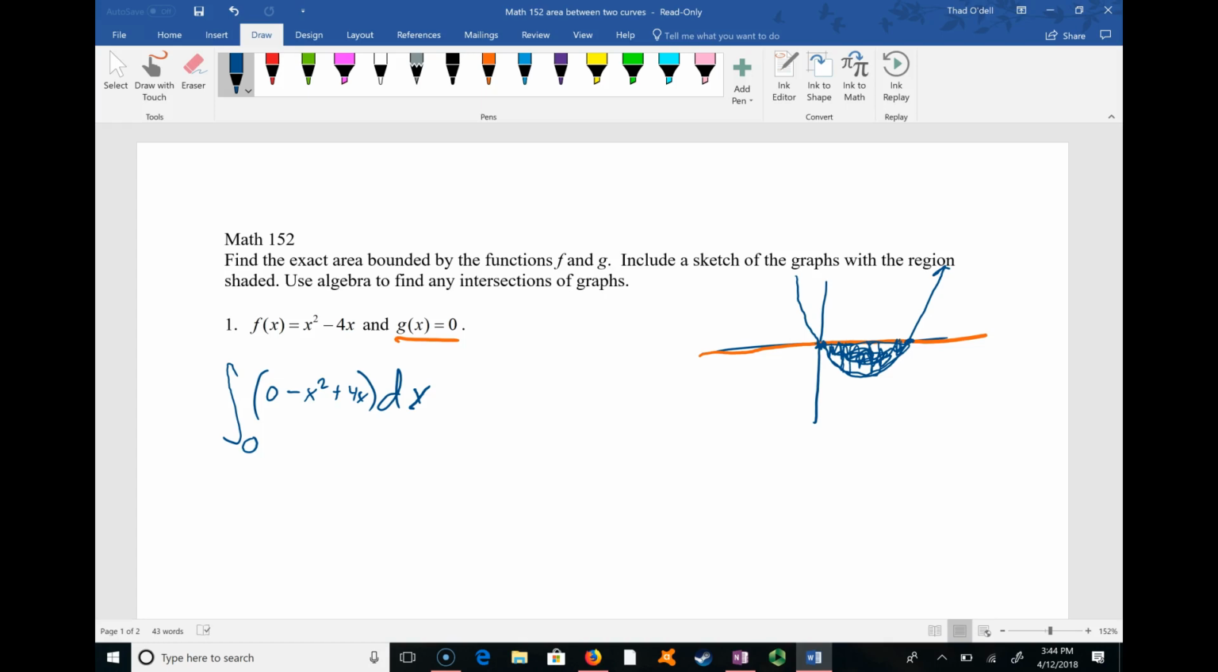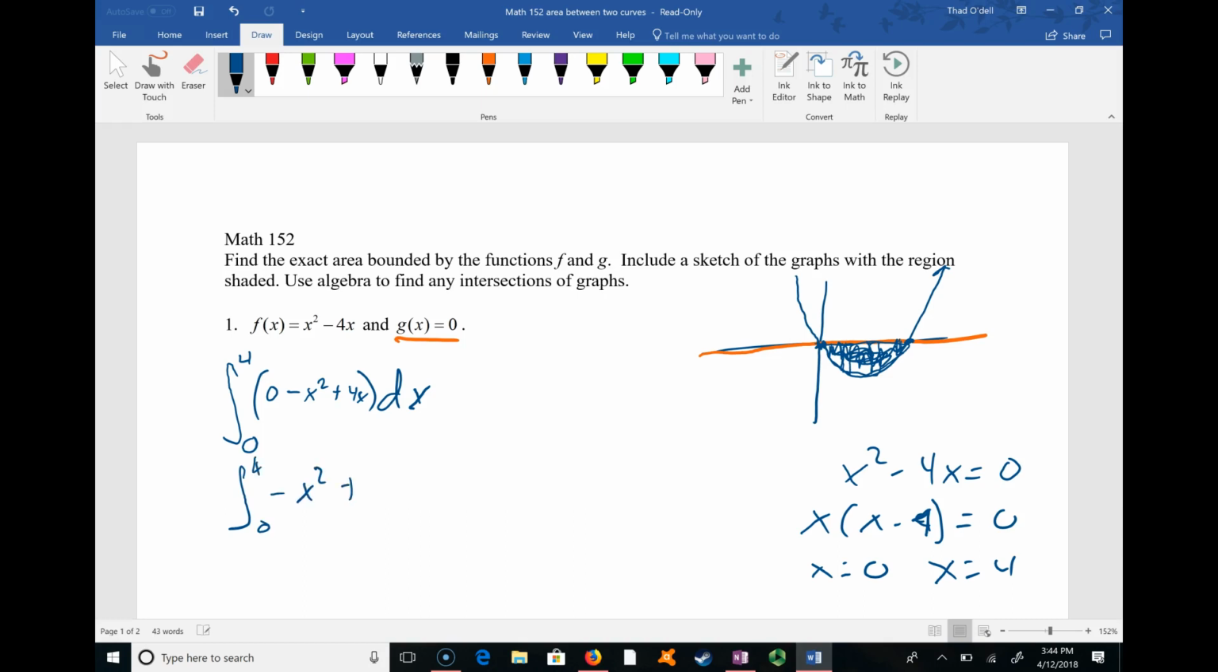You could use the graphing calculator to find it, or you could just set these equal. You could say, when does x squared minus 4x equal 0, and solve it that way. If you do that, you get x times (x minus 4) equal to 0, which means x equals 0, that's that limit, and x equals 4, that's the other limit that I'm looking for, so I put a 4 up there. Then if we simplify this a little bit, from 0 to 4, that would be negative x squared plus 4x, of course times dx.